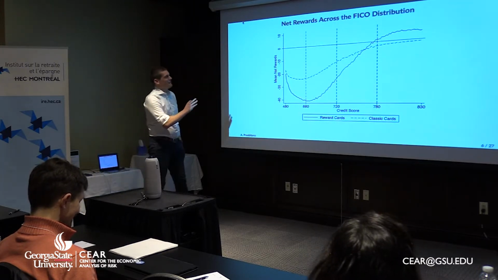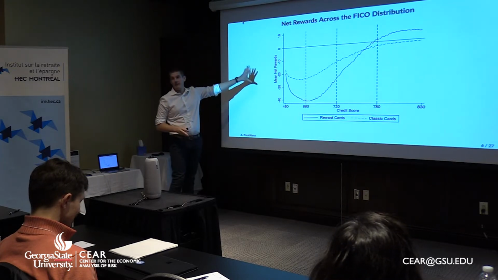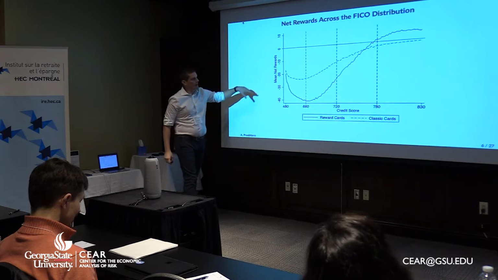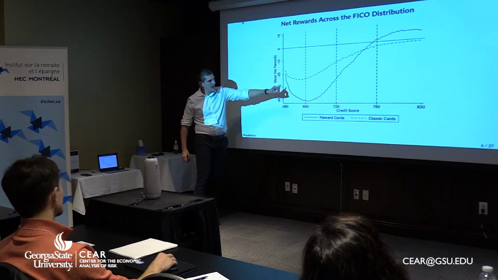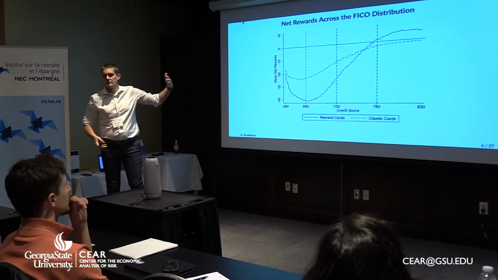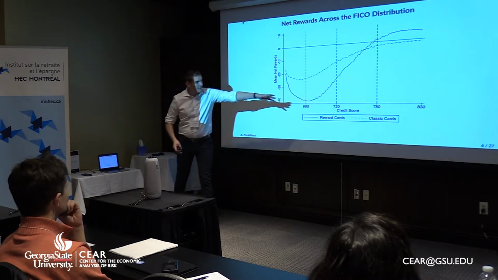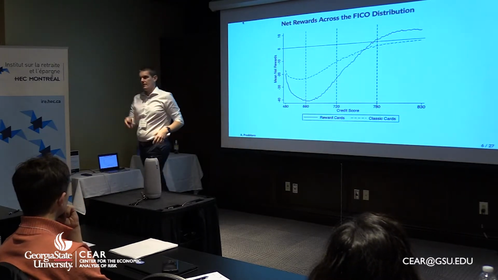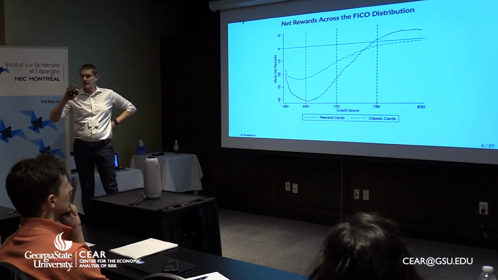So these are the data without any manipulation. This is just plotting the data. We are plotting our net rewards variable across the credit score distribution for the rewards card, the solid line, and for the classic card, the dashed line. By construction, clearly net rewards on a non-reward card cannot be positive. At best, they approximate zero for these very high FICO guys, who are at very low fees. What is this minus 20? Is that basis points? Yes, exactly.